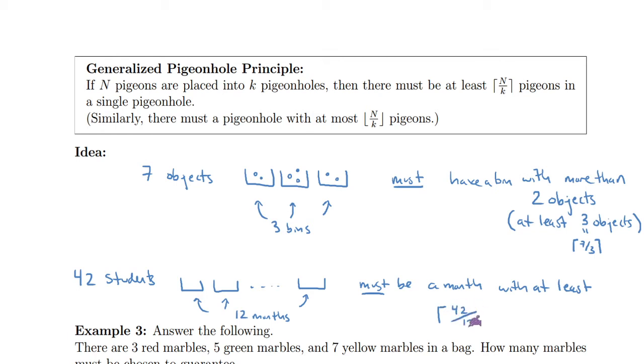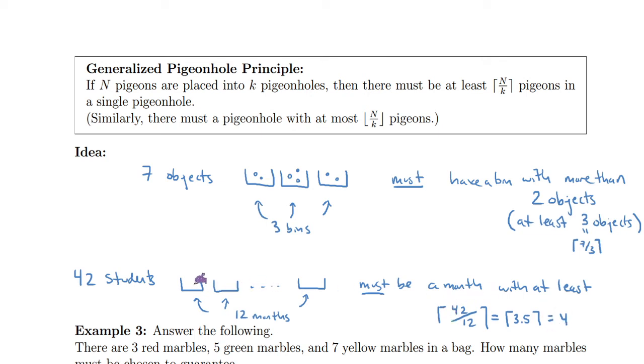42 divided by 12, and then we can take the ceiling of this. So this is 3.5, right? Because 36 is 3, and then you have 6 more than that, so that would be a half. So you actually have 3.5, and the ceiling of that would be 4. So there must be a month where 4 of you have a common birth month, where you all were born in that month. And we're guaranteed that from the pigeonhole principle. There must be a month with at least that many.